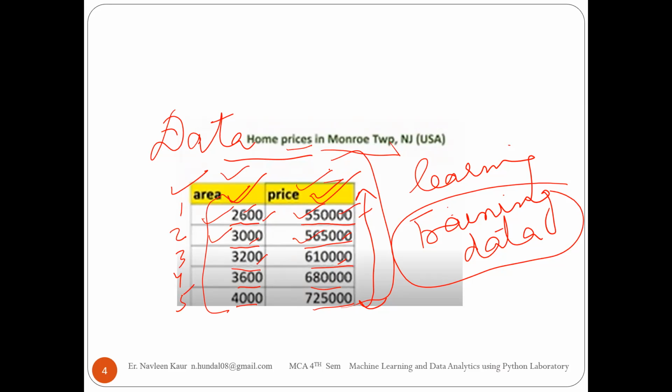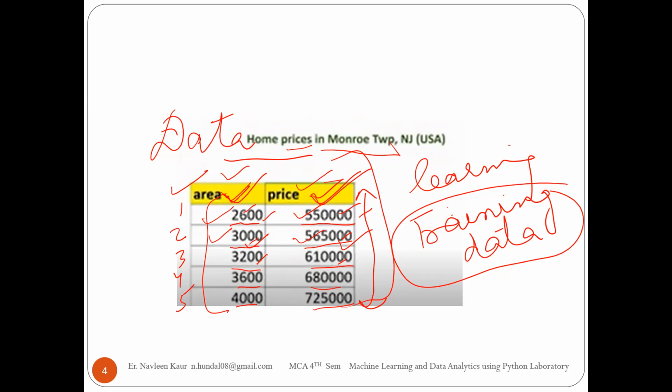Now this data we will feed to our machine. Why? Because in this data, area and its respective price is already mentioned. So I am giving it a training set, a supervised data set. Supervised means for input, the output is already given. You know that your teacher is your supervisor, because your teacher knows for every input what will be the output. For every problem, your teacher knows the solution most of the time.